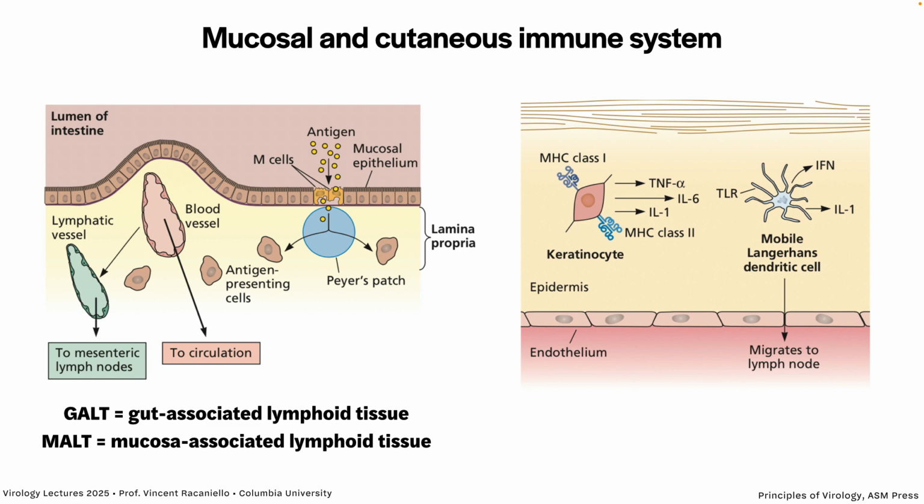This is the gut on the left, where there are collections of lymphocytes called Peyer's patches located below the gut epithelium, and these continuously sample antigens that are present in the gut lumen. We eat a lot of food, so that has to be sampled for foreign materials as well. Again, these antigen-presenting cells include dendritic cells. They can pick up these antigens and present them to the T cells in the lymph node. These are called gut-associated lymphoid tissue, or GALT, or mucosa-associated lymphoid tissue, or MALT.